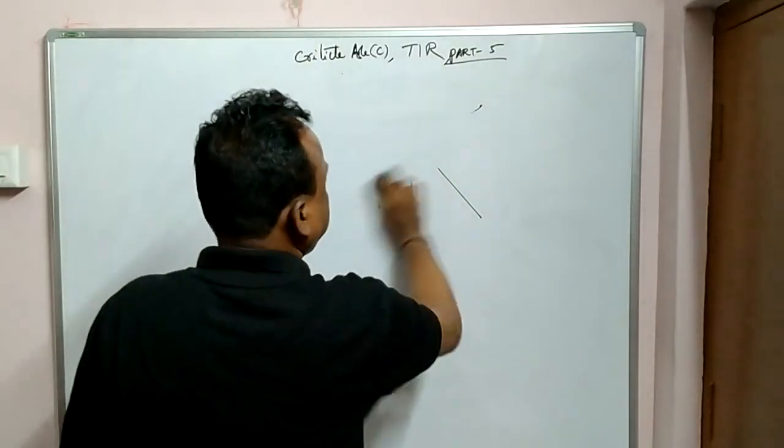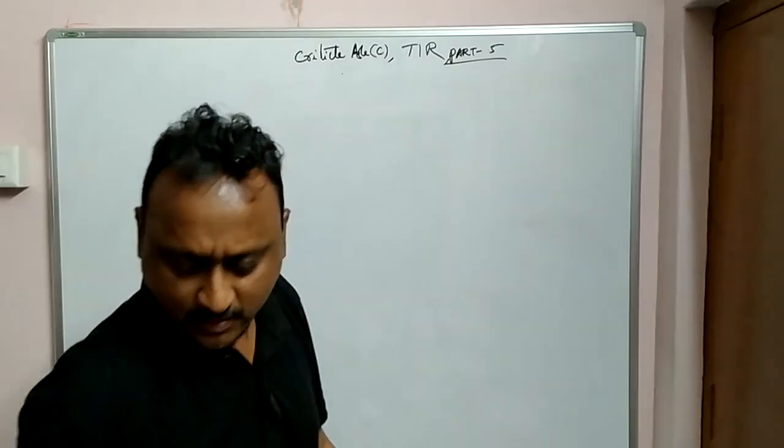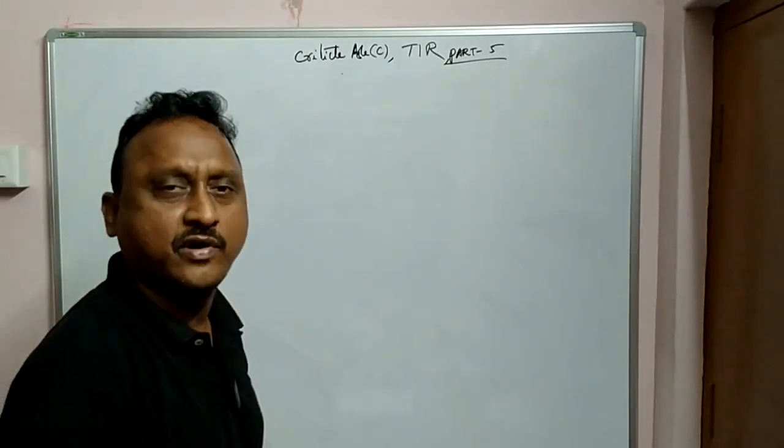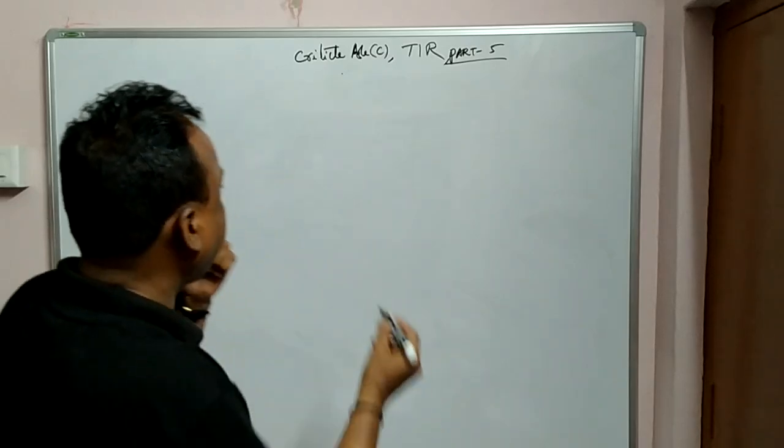Now, let us go further in this chapter, total internal reflection. We'll see the formula for critical angle. Let us see the critical angle formula once.